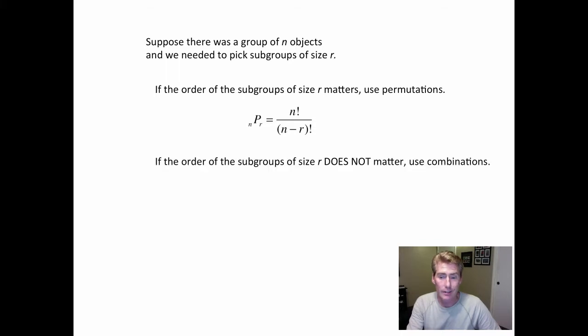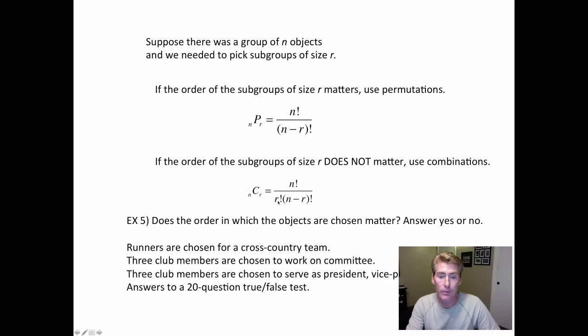When the order does not matter, so you've got the 3 people, maybe the 3 people are going to help you cut your grass. Maybe they're going to help you with your homework. There's not a first person, a second person, a third person. So then use combinations. And here's the formula. It's just slightly different. The numbers are slightly smaller because you're dividing by this extra r factorial.